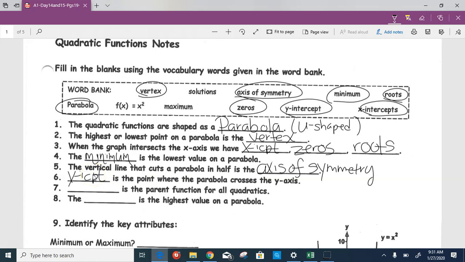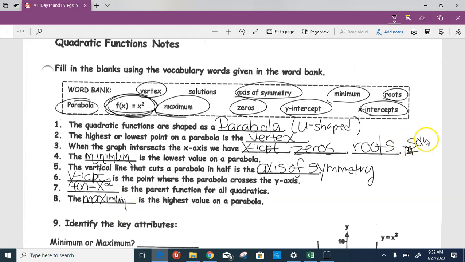Blank is the parent function for all quadratics. So this equation right here is the base function, f of x equals x squared. X squared, more specifically, is the parent function that all these graphs are going to come from. And blank is the highest value on the parabola, the maximum. And we notice we have one word left, and I'm going to go ahead and put that where it does belong. That's also going to be right here.